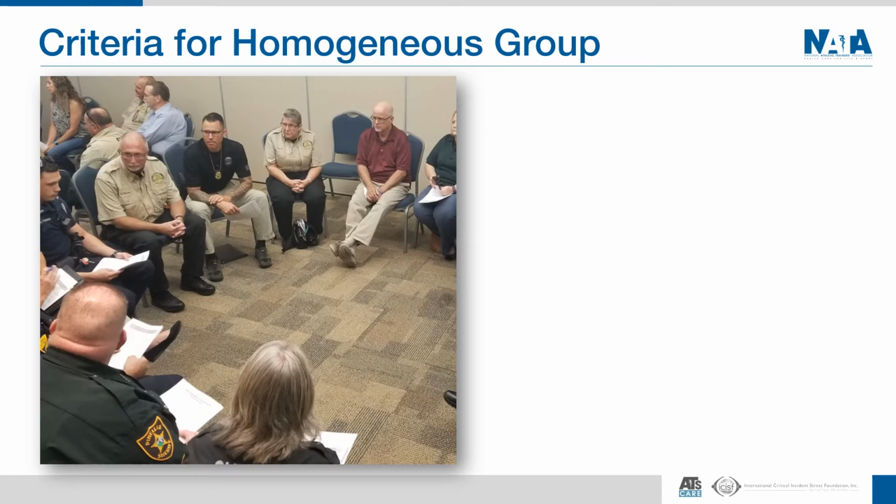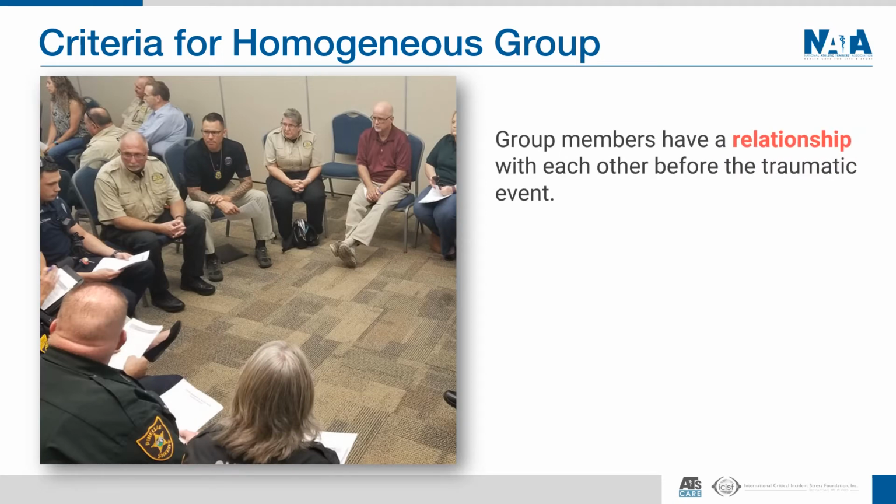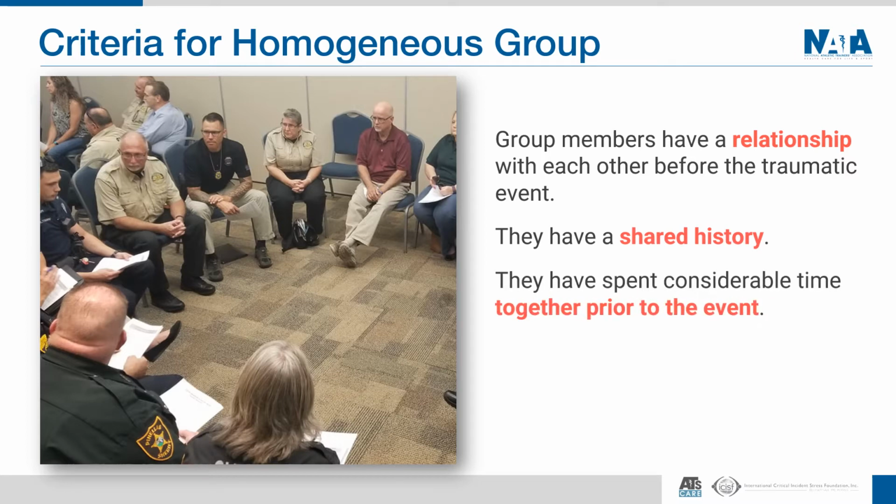So what constitutes a homogeneous group? Okay, the group members have to have a relationship with each other before the traumatic event. So, for example, a police department, a fire department, firehouse, an ambulance crew, an athletic training staff. These individuals have a relation with each other before the event. They have a shared history. They spend considerable time together before the event. Athletic training students spend a lot of time together. Athletic trainers spend a lot of time together with other members of their staff and other members of the athletic department.